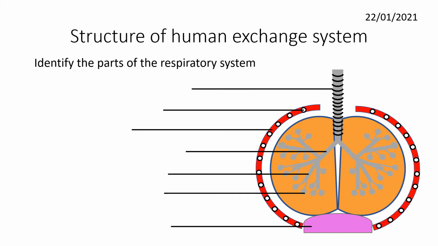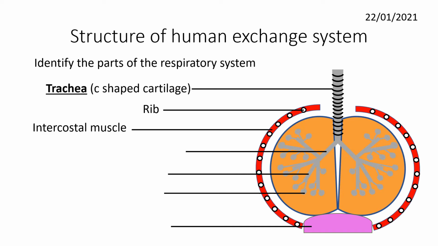In terms of the names of the different parts, we start at the top with the trachea. Please don't confuse the trachea with the esophagus. The trachea is connected to the lungs and it's where gas moves in and out, whereas the esophagus is connected to the stomach and it's what food and liquid goes down. The small white circles represent the ribs. Between the ribs, we have what are called intercostal muscles.